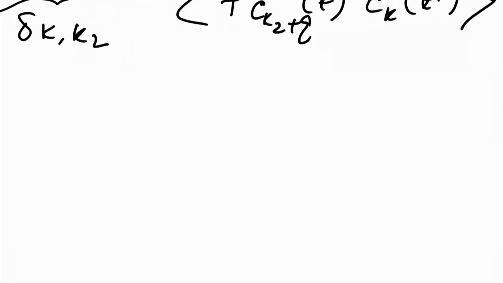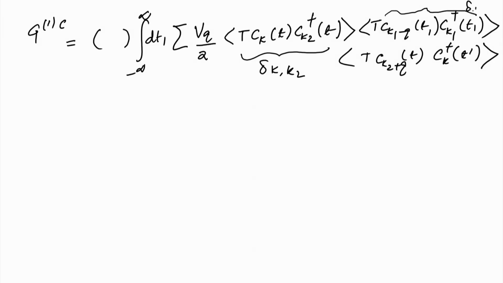This of course gives me that, so this is delta q equal to 0 and this is delta k is k 2 plus q. So, those are the three terms.